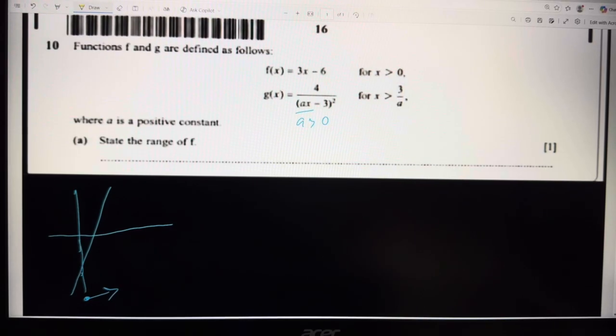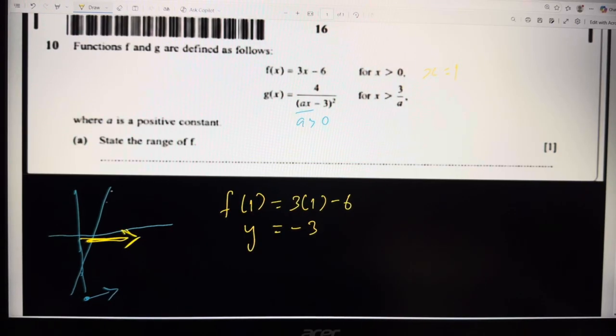Okay, x is greater than 0, so the first value of x is what? x is equal to 1. So we can put x equal to 1 in here, so f(1) is equal to 3 times 1 minus 6. This becomes what? y is equal to 3 minus 6, which is -3. So x is going this way, so of course y will go up. Look, this is our x, it's going this way, and in the diagram you can see it's going up, right? So on the right side it's going up, so of course y will also increase.